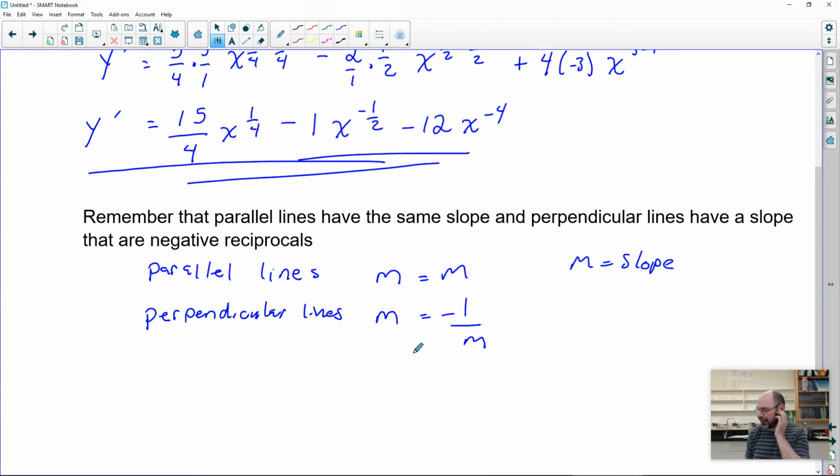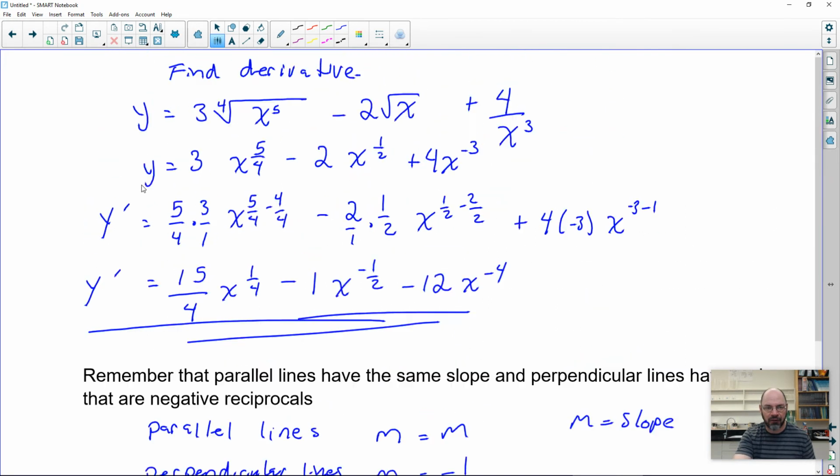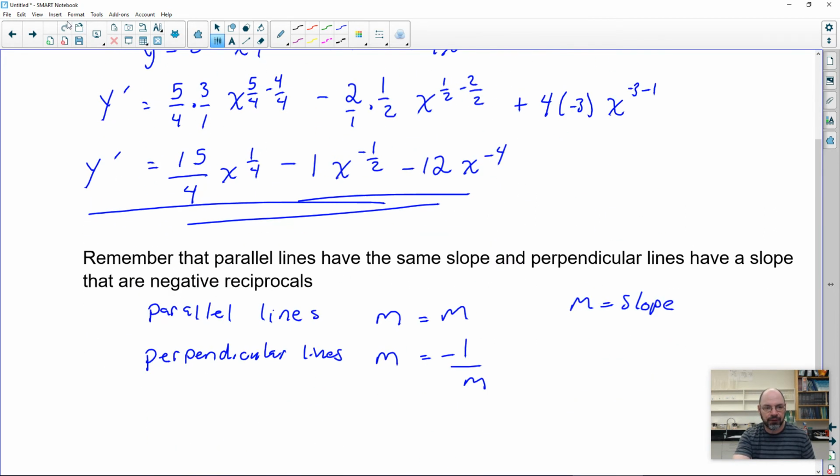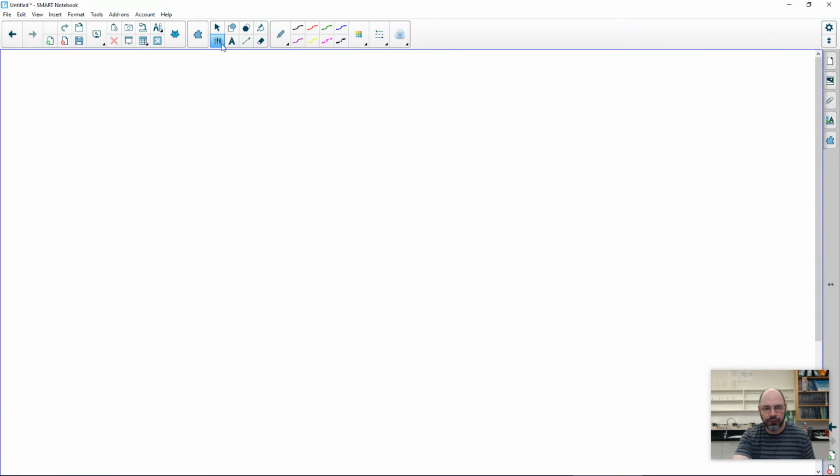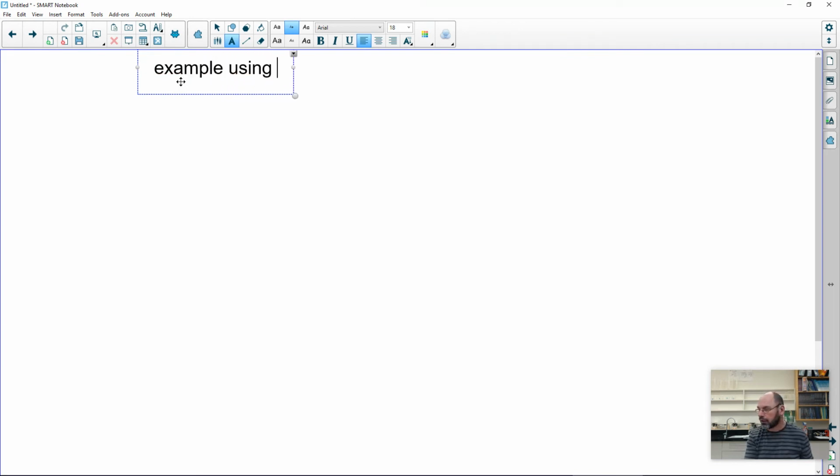Okay, so let's do an example of that. Like I said, I think this one will probably go about 40 minutes or so. So let's do an example of that on the next page. Okay, so this example will be using slope and line equations.